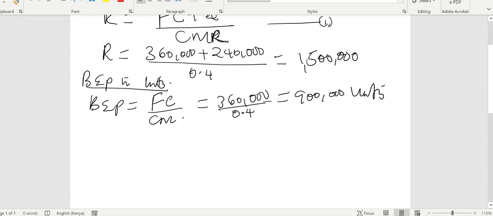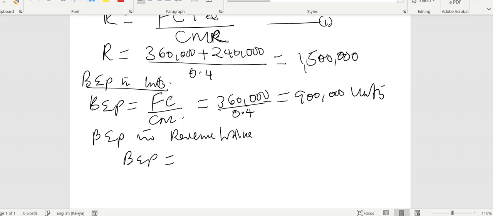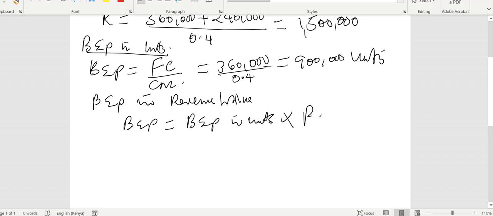Then the last one was asking break-even point in value, or in revenue. So break-even point in value, you get the break-even point in units times what? Selling price. I know the break-even point in units is 900,000. What was our selling price? 600.